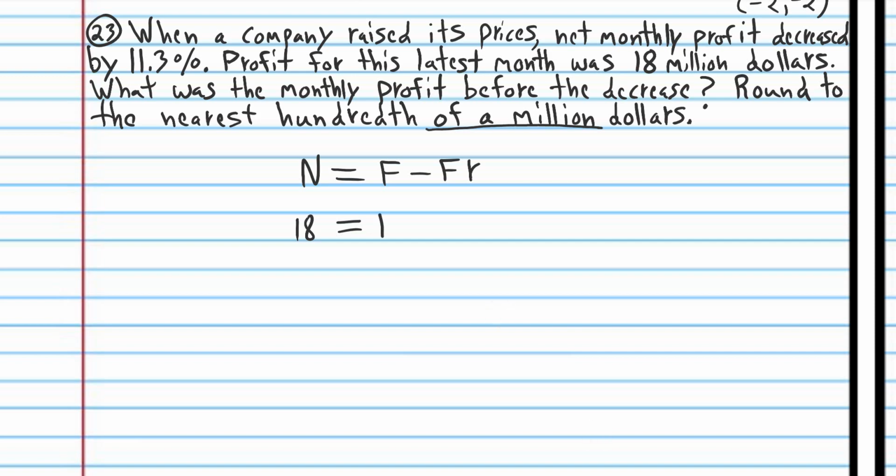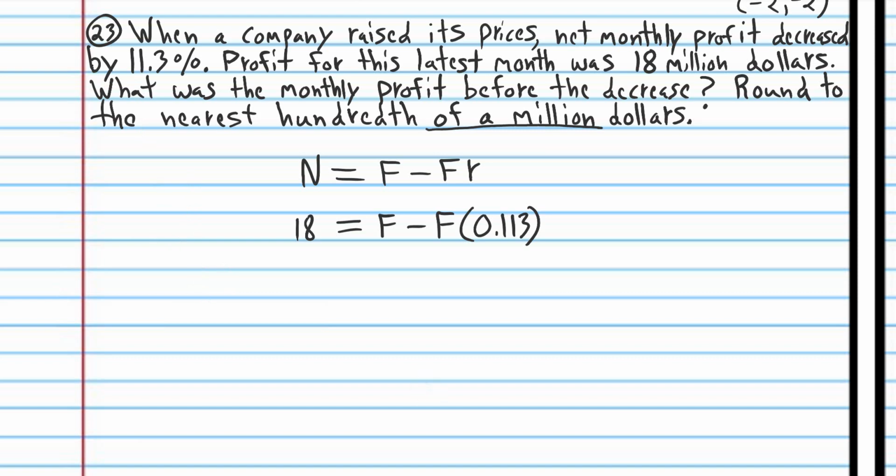The first number we don't know, but we do know that the percent as a decimal, and again, this R always has to be written as a decimal, is 0.113. Now, remember, when you change a percent to a decimal, you move the decimal 2 places to the left. And of course, if you're changing a decimal to a percent, you move it 2 places to the right.